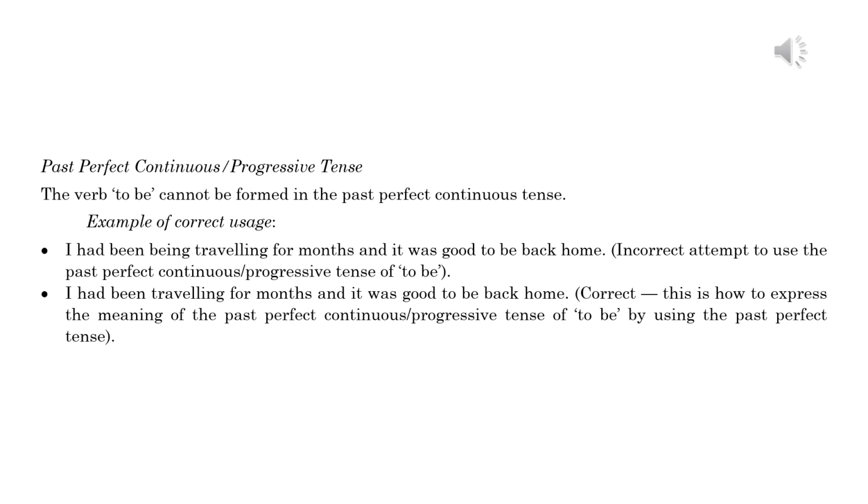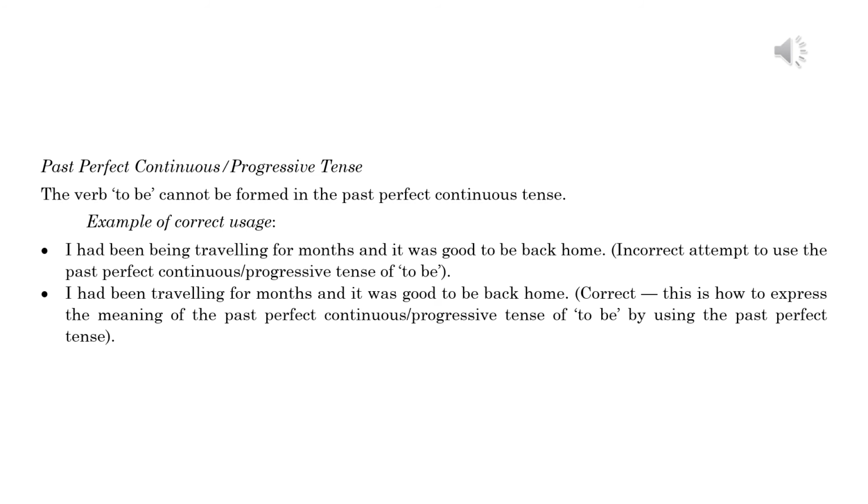Past perfect continuous or progressive tense. The verb to be cannot be formed in the past perfect continuous tense. Example of correct usage. I had been travelling for months, and it was good to be back home.